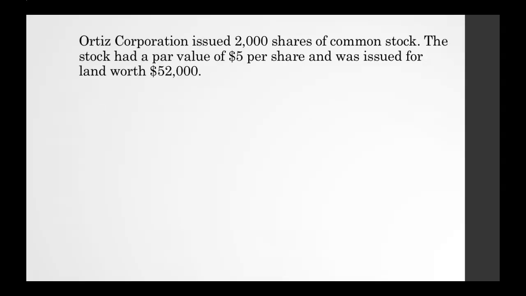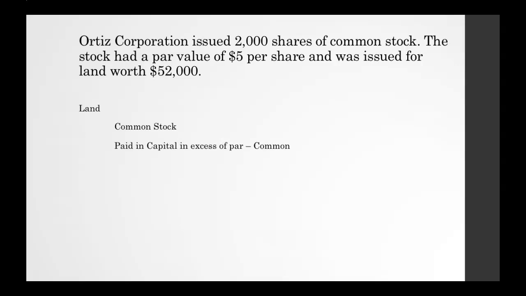Now, Ortiz Corporation issued 2,000 shares of common stock once again. The stock again has our par value of $5 per share, but this time it was issued for land worth $52,000. So we aren't receiving cash, we're receiving land. So we'll debit our land account. Now, how did we get all this land? Well, we issued common stock, right? So we will credit our common stock.